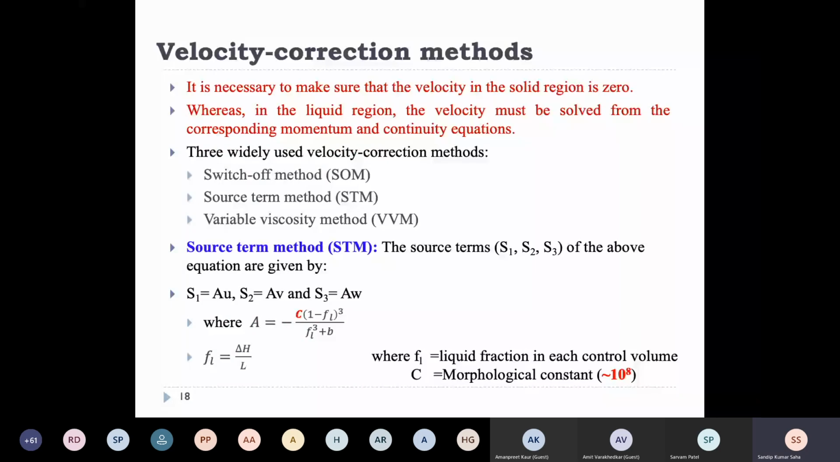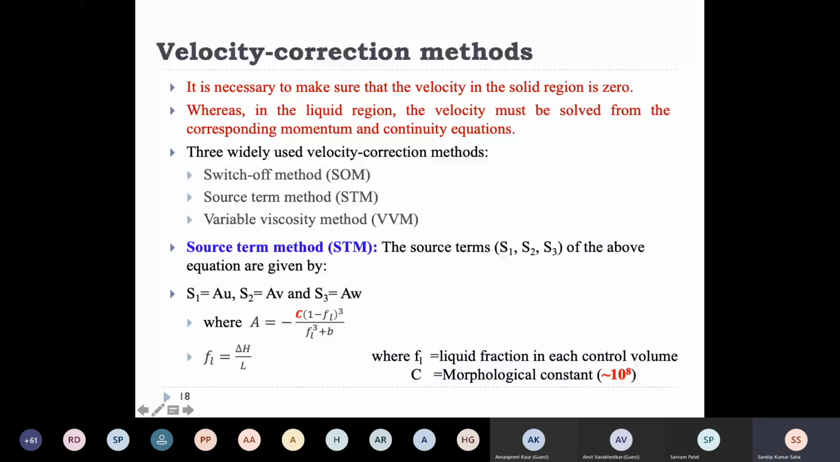Now what are the methods available? There are 3 types of methods available. One is the switch off method, second is the source term method, third one is the variable viscosity method. Here I will discuss the source term method, where the source term Si, which in 3-dimensional coordinates is S1, S2, S3, is written in the form A into U. What is the definition of A? A is written as minus C into (1 minus FL) to the power Q divided by (FL to the power Q plus B). FL is the liquid fraction again.